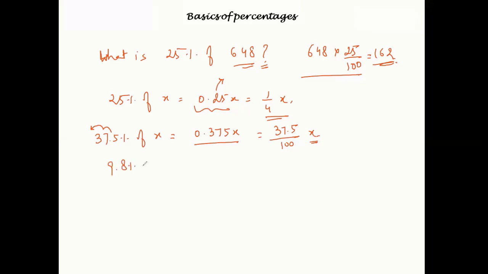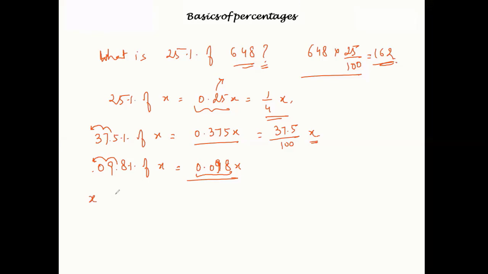Similarly, if I say what is 9.8% of x, I would say it is 0.098 times of x, because again, when the decimal shifts 2 points to the left, there would be a 0 here and it will become 0.098. This is the multiplying factor which will be used a lot many times in the questions.